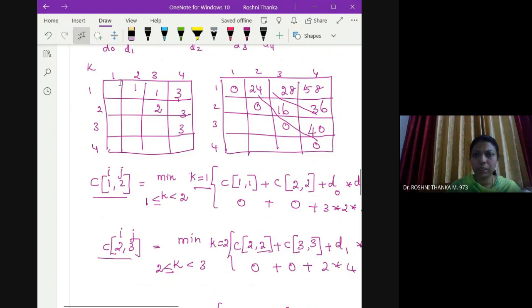I cannot cut it. Okay, you remember this table. Otherwise, what I will do? Okay, let it be. So we finished calculating the cost, and also we know the k value as well.